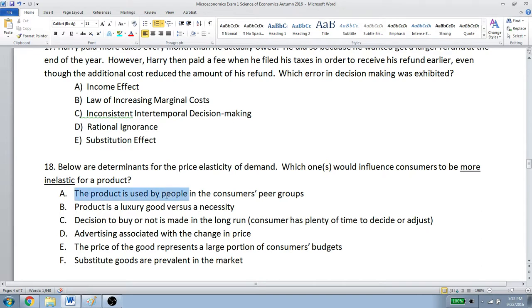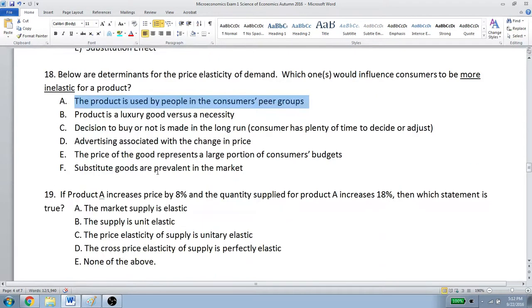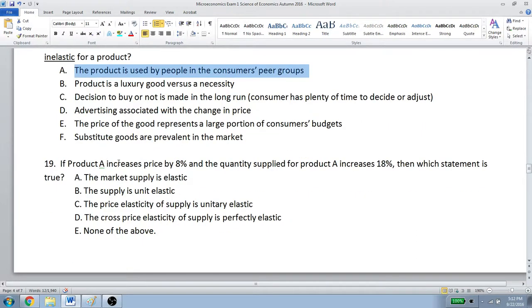It must be that the product is used by people in the consumer's peer group causes inelasticity. And if you know anything about kids in your neighborhood, as soon as enough of them get a certain kind of starter jacket or Nike shoes or just the same kind of thing, then that other kid has to have it as well because kids in their peer group have it. Or keeping up with the Joneses. It's not just kids that do this. There's lots of people. They have to show that they're in that group by buying something, and they'll pay extra for it, and they're very inelastic.